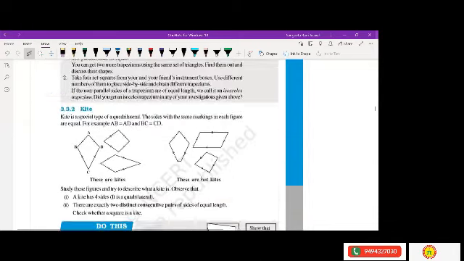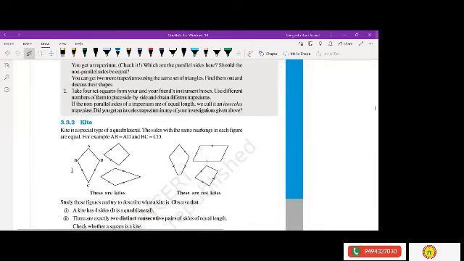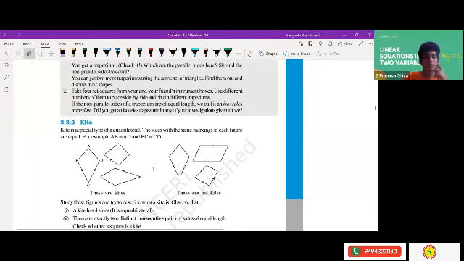Kite is also a kind of quadrilateral. It is a four-sided figure where one set of two sides is equal and the other set of two sides is equal. As you can see in this figure, AB is equal to AD and BC is equal to CD. Okay?